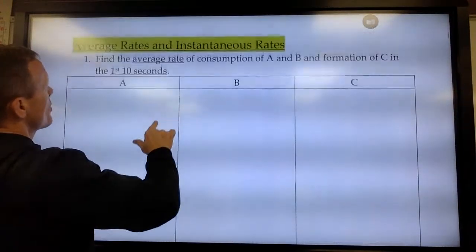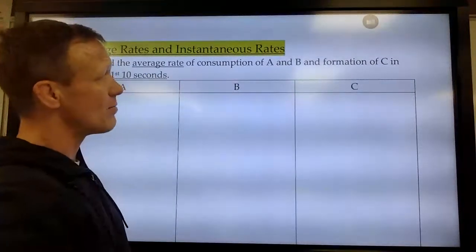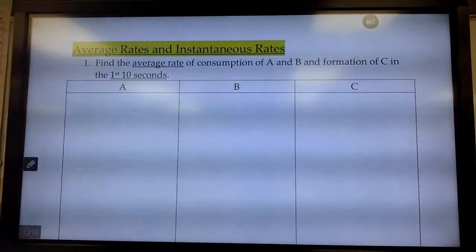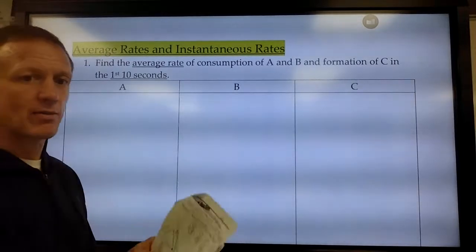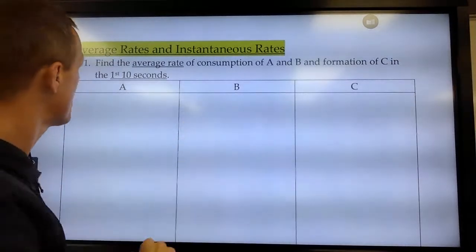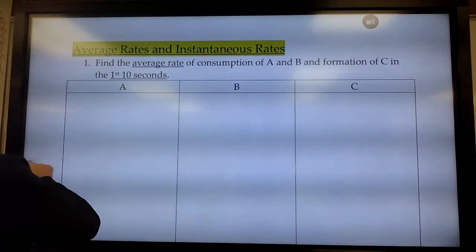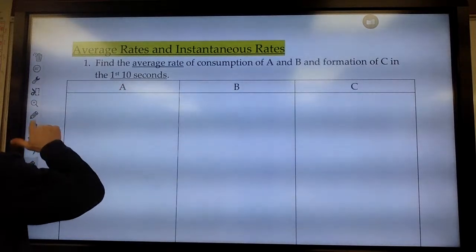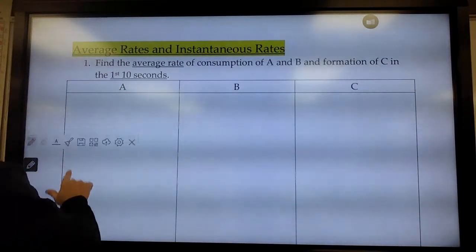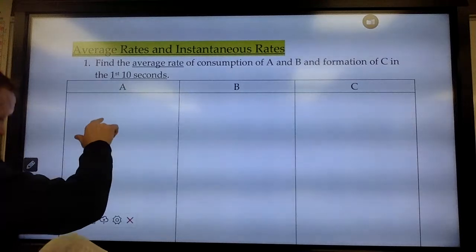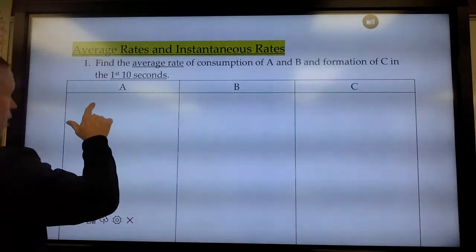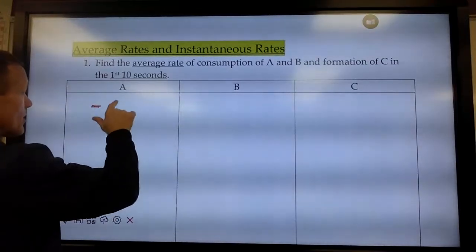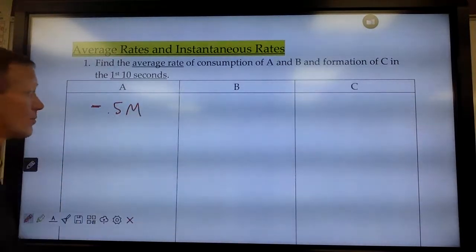All right, next part here, we want to know the average rate of consumption of A and B and the formation of C in the first 10 seconds. Well, looking back at the table, we want to know how much A was changing in the first 10 seconds. So if you look back, A's change, it was going from 1 molar to 0.5 molar. So A was going down, we're going to call that negative, by 0.5 molar.